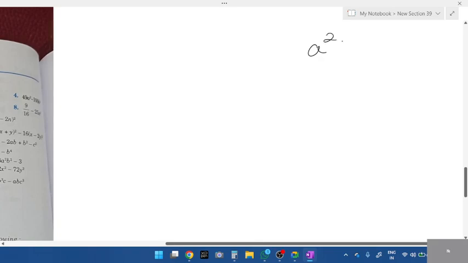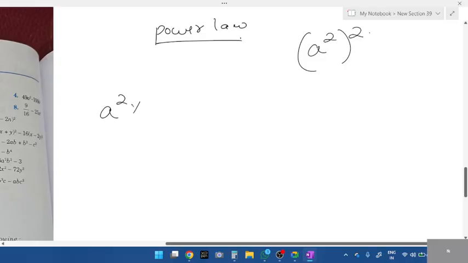A to the power of 2 into A to the power of 2. This is known as power law, students. Power law. See, A to the power of 2 into A to the power of 2. What do you do with the powers? If multiplication is given and base is same, you add or subtract.